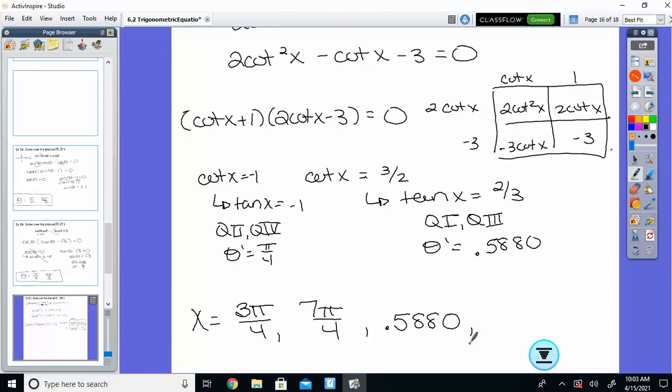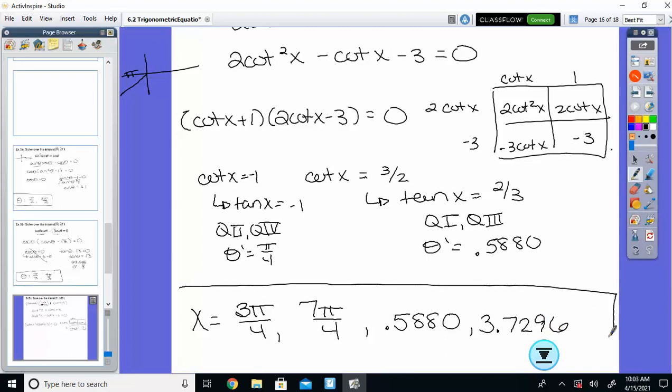So in quadrant 1, our reference angle is just our angle. In quadrant 3, what would you do? We're in radians, so we'll do pi plus our angle. So pi plus 0.5880, and we get 3.7296. You just did pi, not 2 pi. Yes. Okay. All right. Is that okay with everybody?